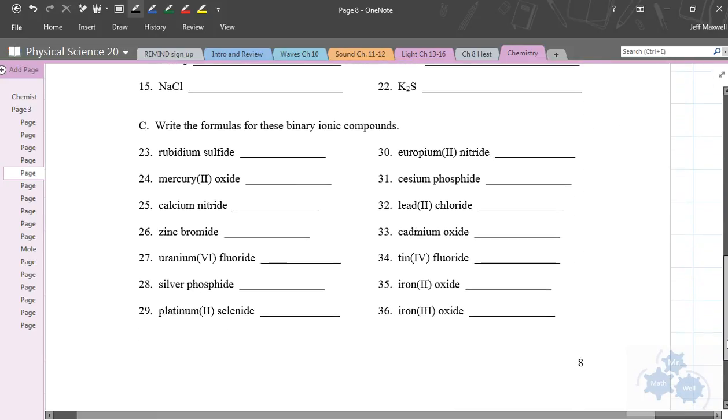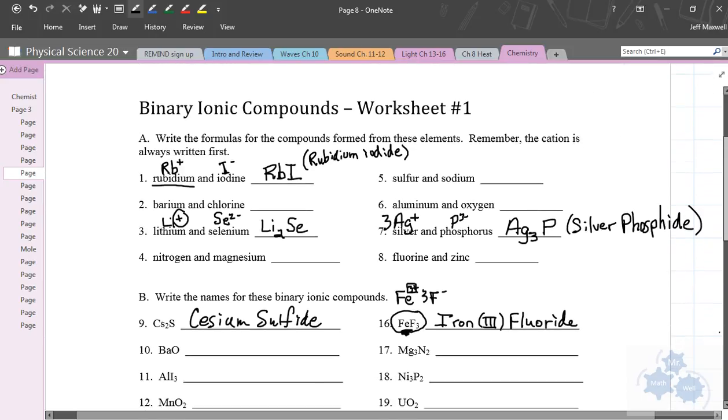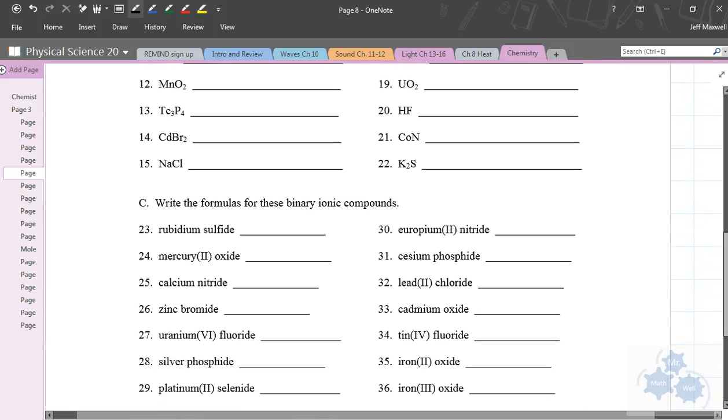So I want you to finish this worksheet. Do as much as you can on this worksheet for Monday.